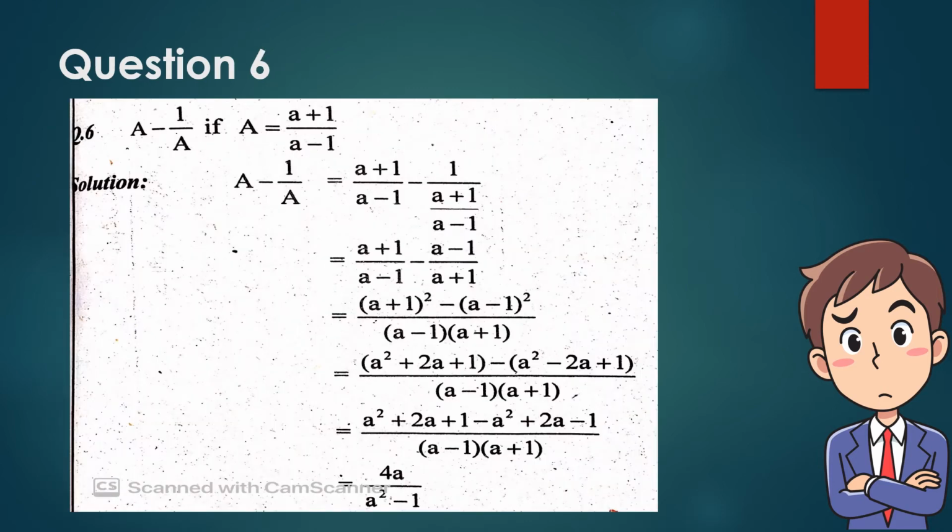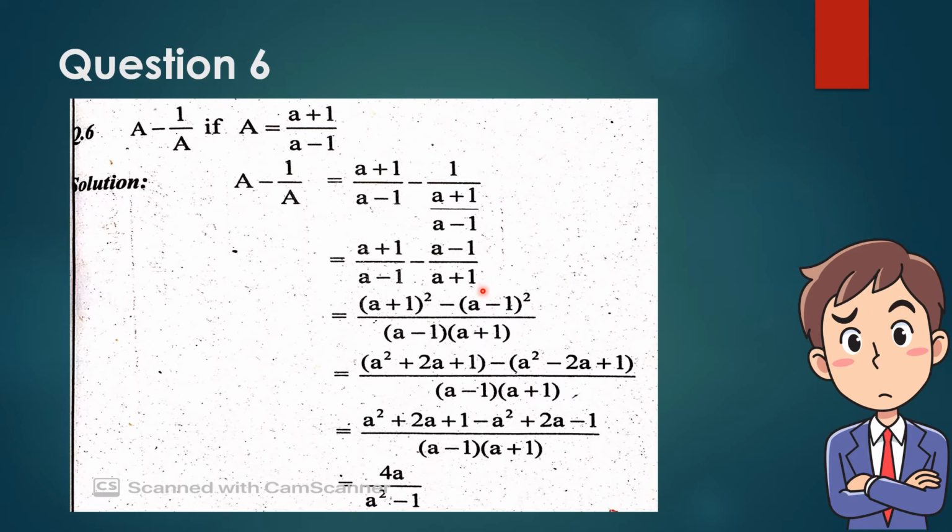In question number 6 you have a minus 1 over a, if a is equal to a plus 1 divided by a minus 1. Now you will simply write a plus 1 divided by a minus 1 instead of a. So we have a plus 1 divided by a minus 1 minus 1 over a plus 1 divided by a minus 1. Now what we are doing here is this a minus 1 will go up here in the numerator. So it will be a minus 1 divided by a plus 1.